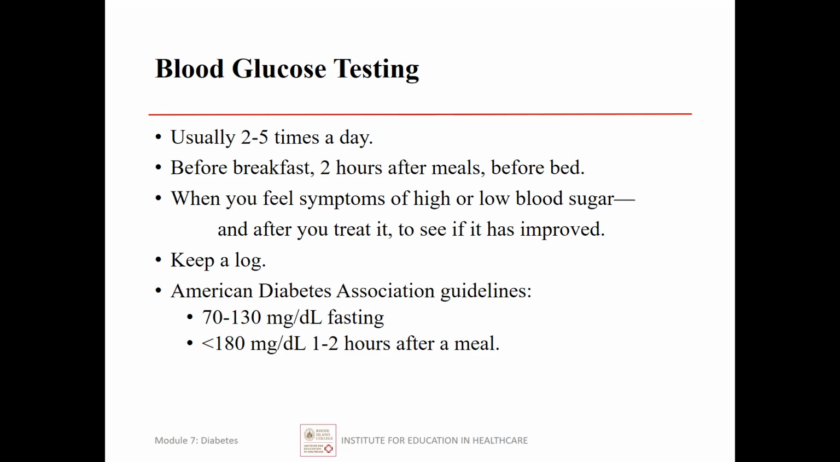American Diabetes Association guidelines or targets for the blood sugar are a fasting blood sugar, so before breakfast, of somewhere between 70 to 130 milligrams per deciliter. And 1 to 2 hours after a meal, the blood sugar should be no more than 180. Again, your doctor may have slightly different targets for you, and you should talk to them about that.